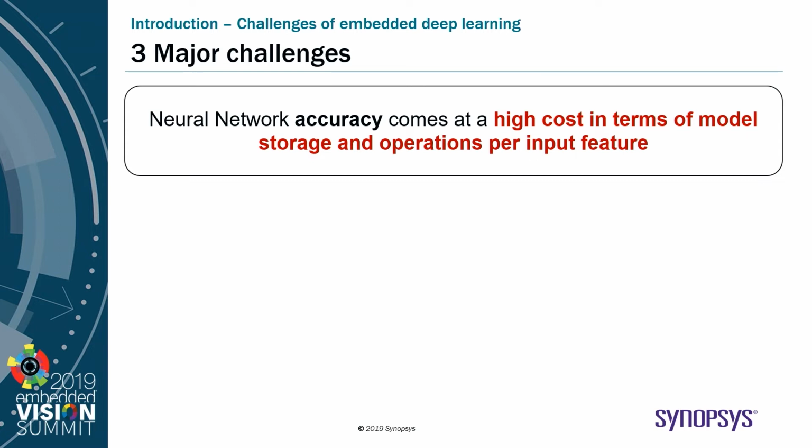The first one is that even though these neural networks are very accurate in a number of tasks, they really come at a very high cost in terms of model storage, bandwidth, and number of operations you require per input feature or input pixel in computer vision.